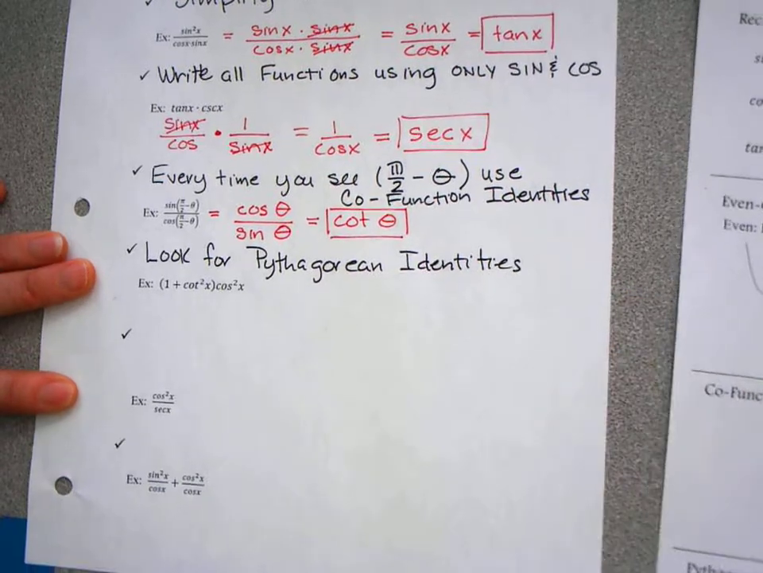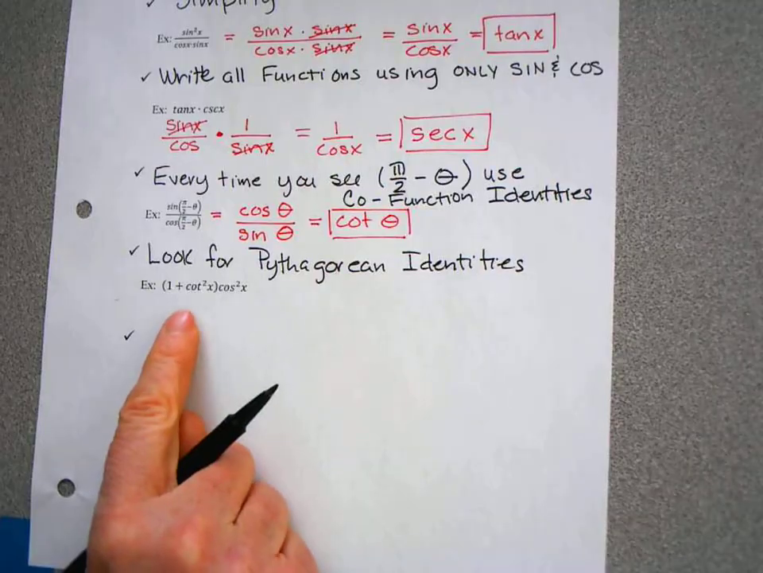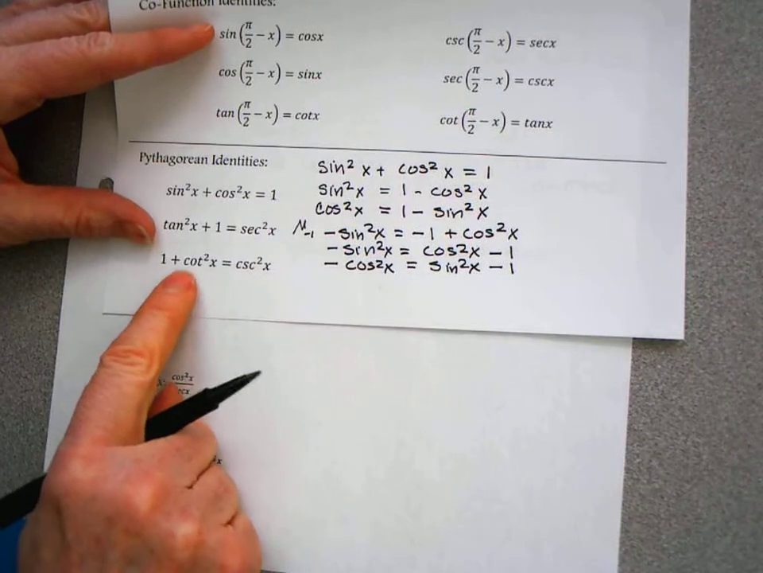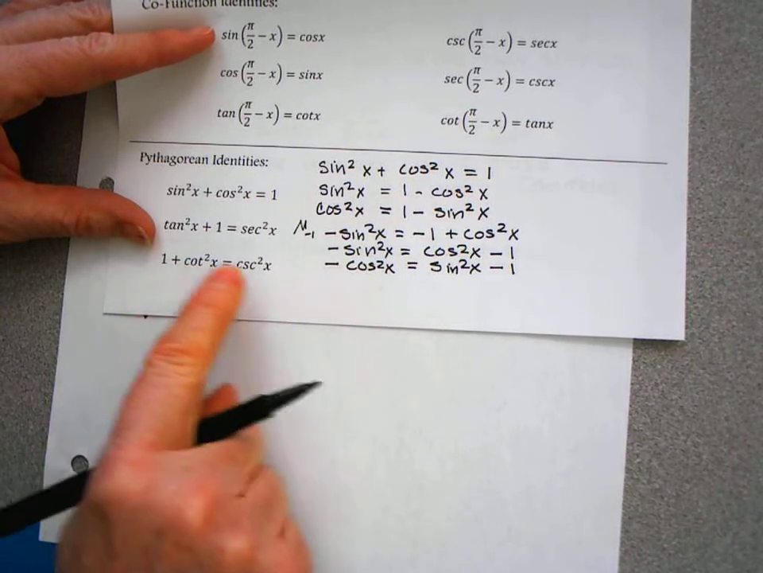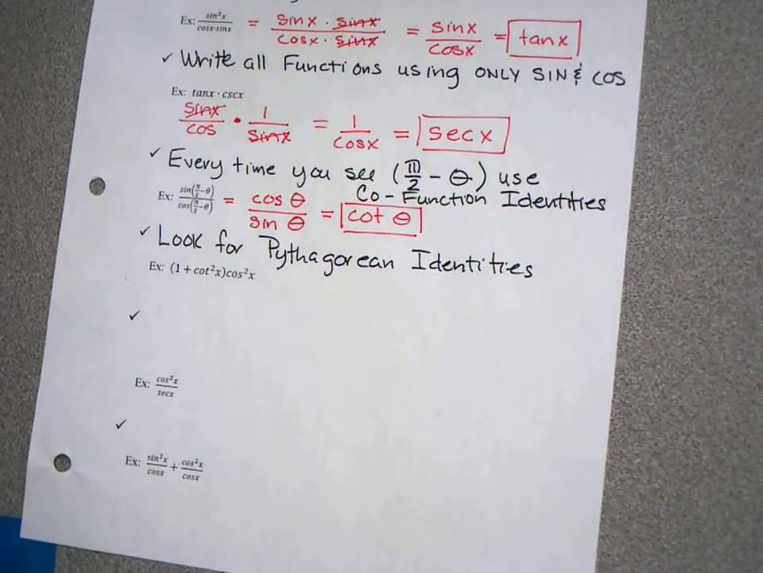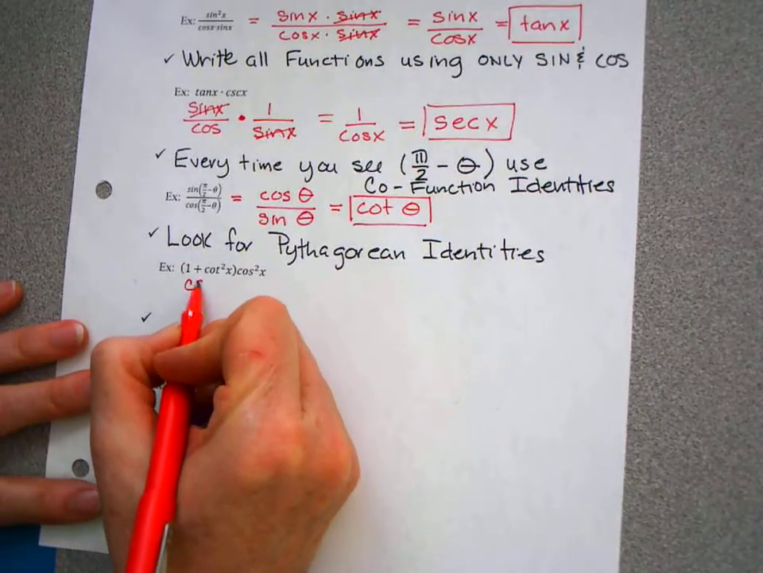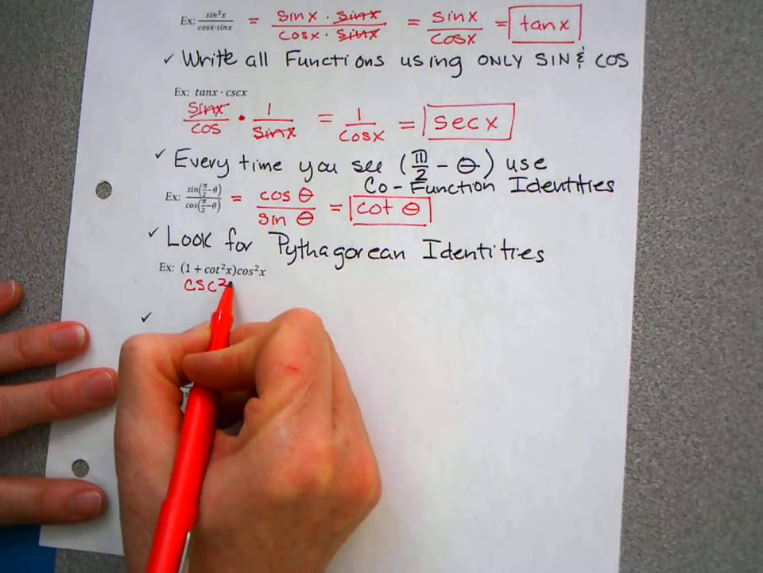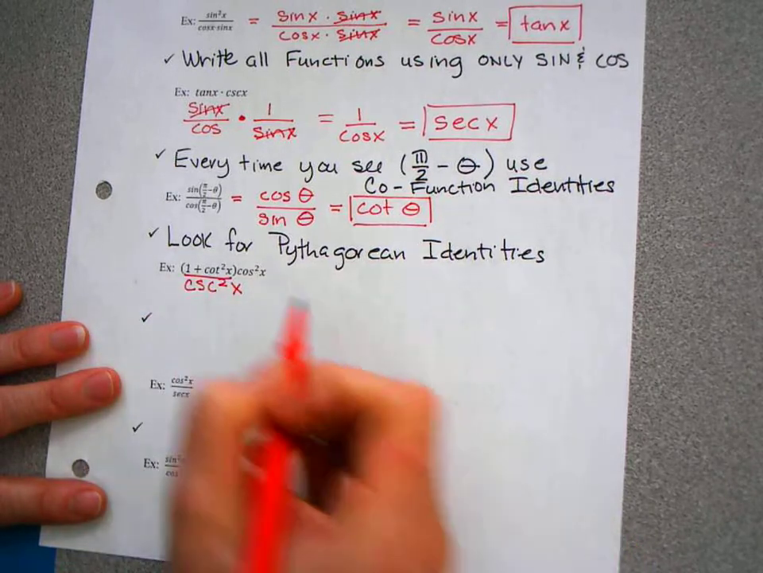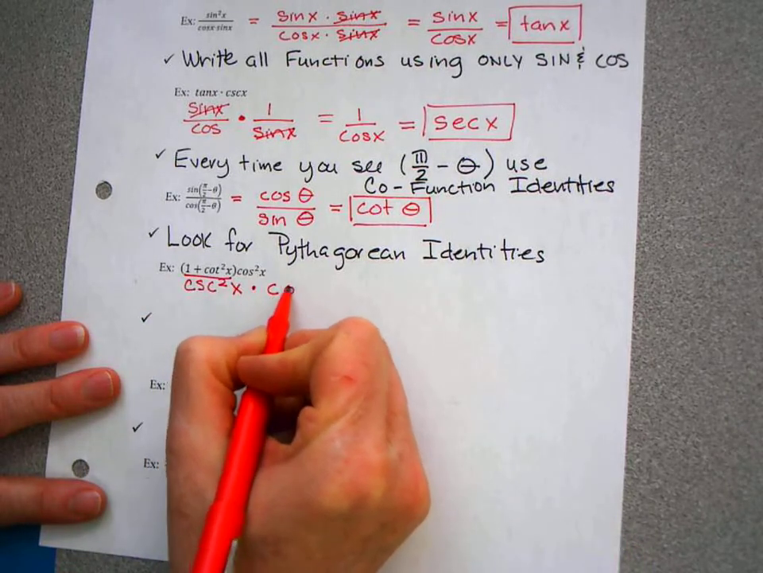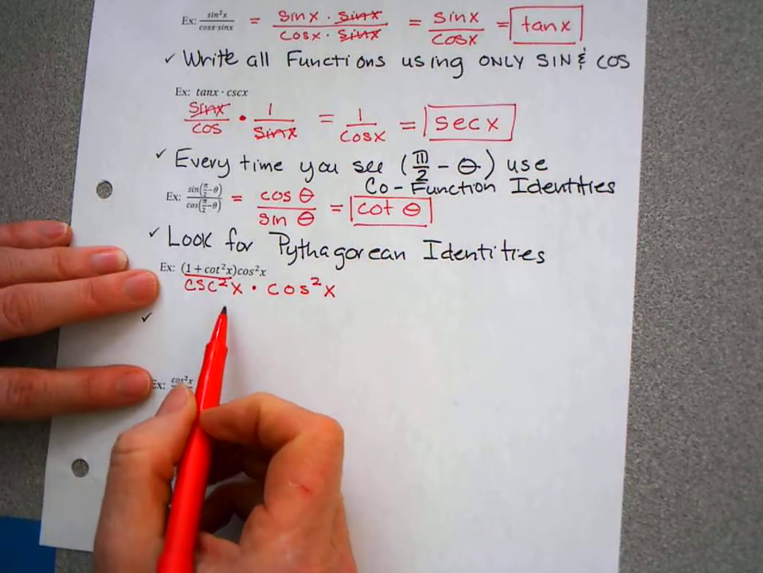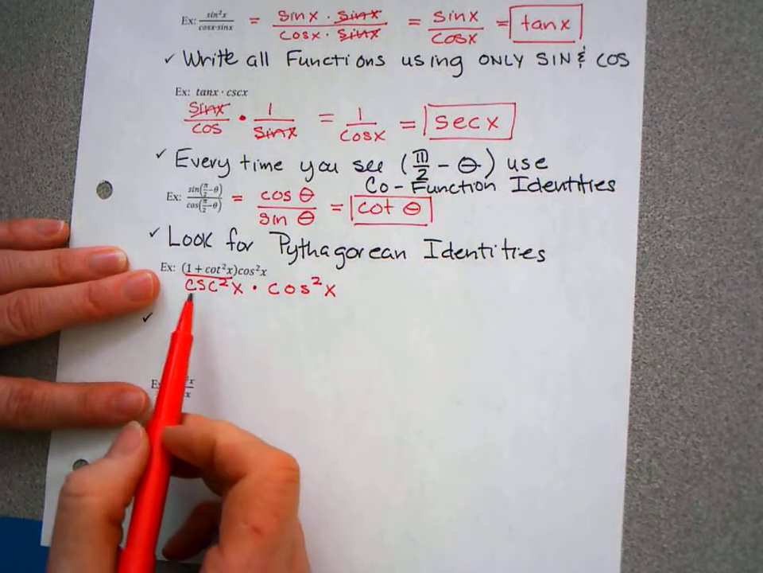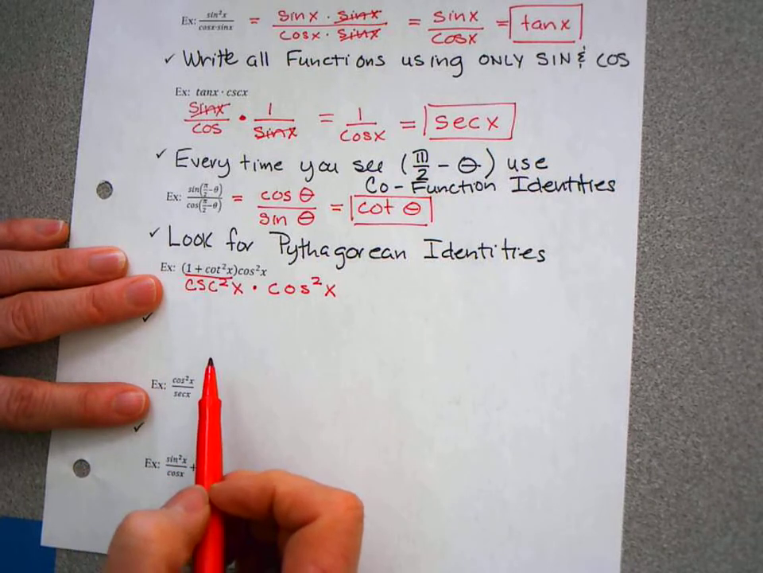All right, so looking at my pink sheet, do I see anything I can substitute? Look at my sheet. 1 plus the cotangent squared of x is equivalent to the cosecant squared. So I can take this out and put this in. Let's do it. So now we have the cosecant squared of x. I've made that substitution times the cosine squared of x. Well, then I remember just a few lines up, we said we could write everything in terms of sine and cosine. Do that.